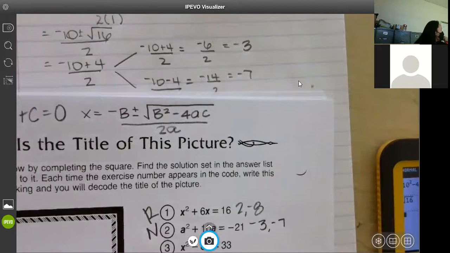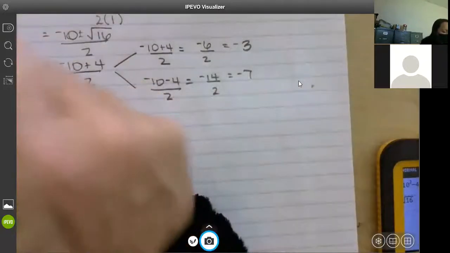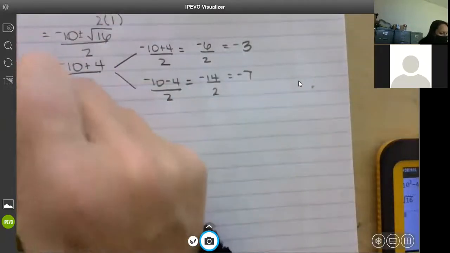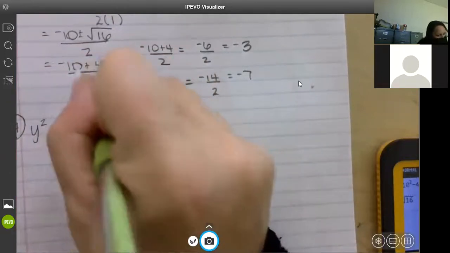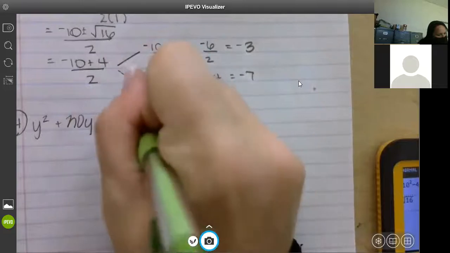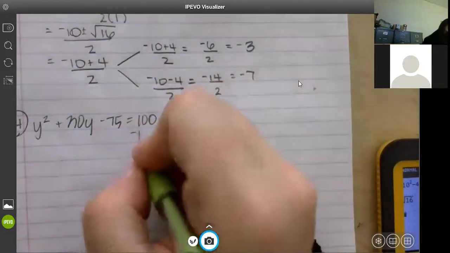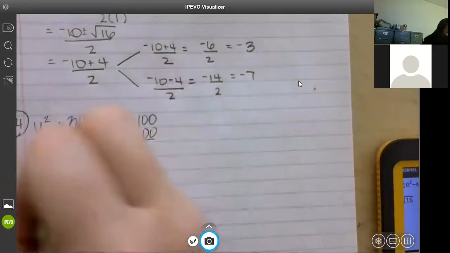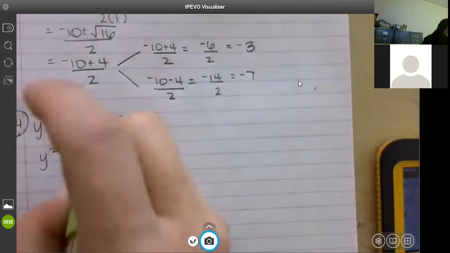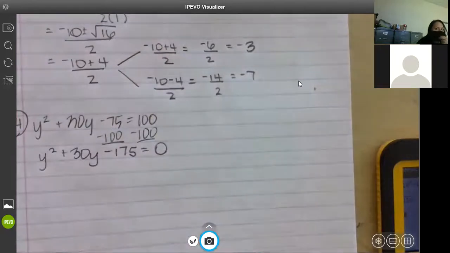Any questions? All right, let me see. I got 4 minutes. Let's try 14. I think one of these are going to be really kind of different. Y squared plus 30y minus 75 equals 100. We're going to move the 100 by subtracting it. We get y squared plus 30y minus 175 equals 0.